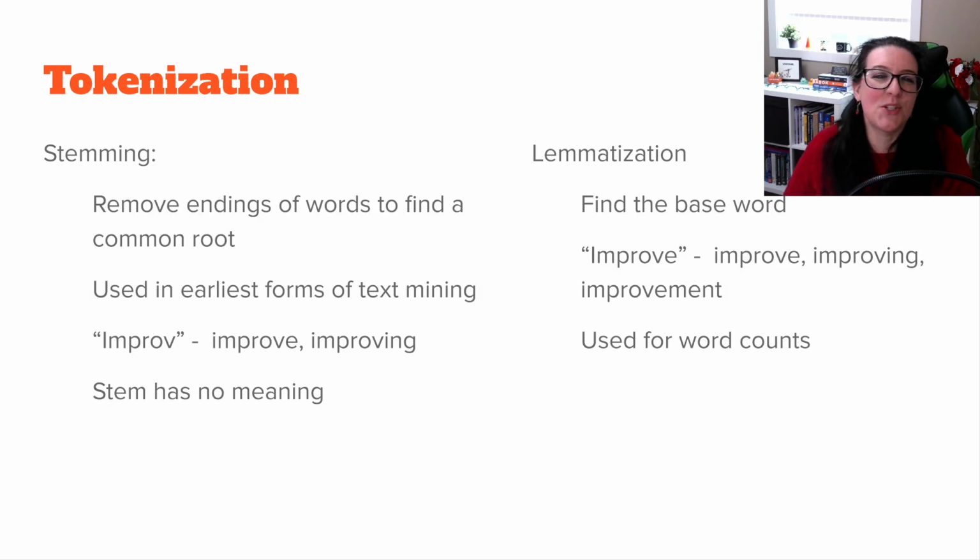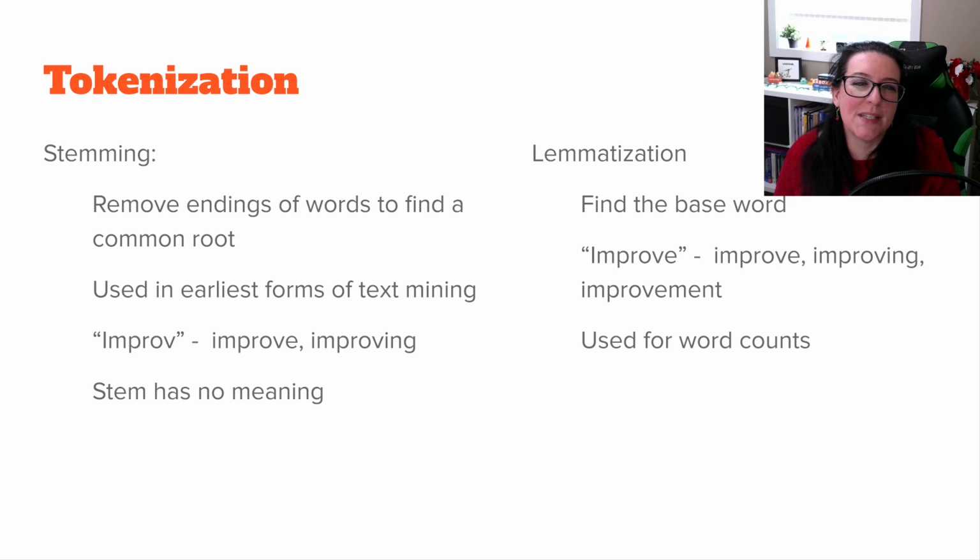All right, so let's start with the tokenization. If you are using stemming to reduce your text into units, then we are removing the endings of words to find the common root. So for example, improve without the E at the end would be a stem for words like improve, improving, improvement, and so on. The earliest forms of text mining, back before we had a whole lot of machine learning and AI, was to stem. So the non-AI approaches to tokenization are stemming.